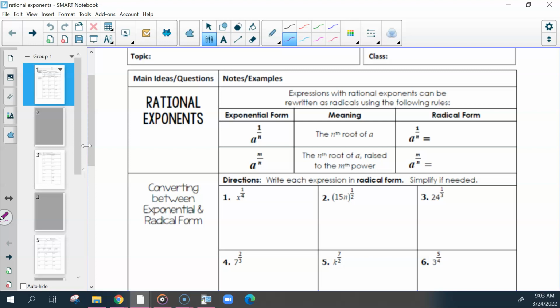When we do this, if we have something where we have a to the 1/n, whatever n, this would be the nth root of a. So whatever that number is going to be whatever the root is. So if it was 2, it'd be a square root. If it was 3, it'd be a cube root. 4, fourth root, and so on and so forth. And then your a would be on the inside.